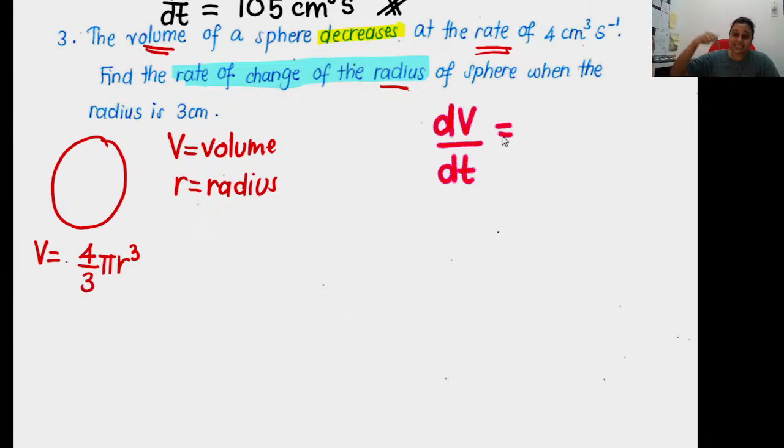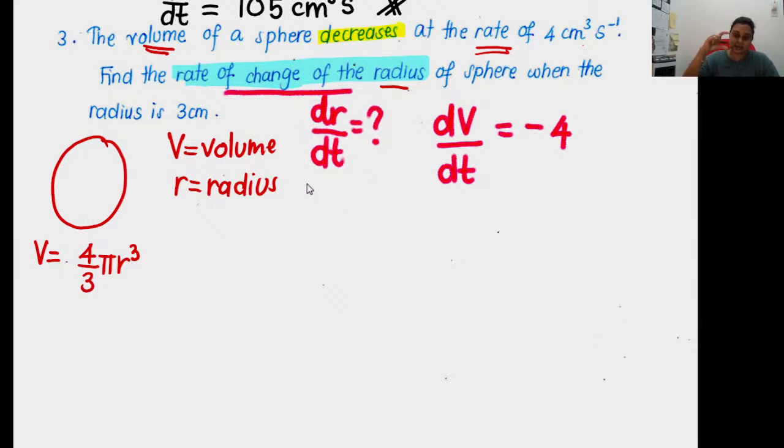Since it's decreasing, you have to put -4, not just 4 only. Find the rate of change of the radius of the sphere. So we are finding dr/dt. This is what we are finding.